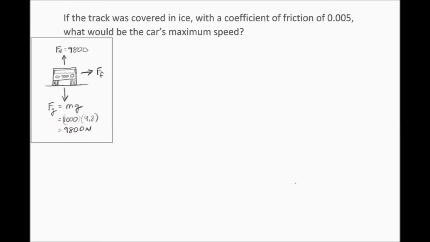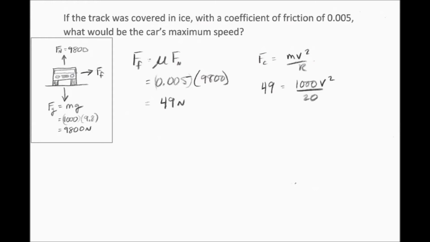So we've got our friction force is the coefficient times the normal force. Our free body diagram is the same as previously. All we're changing is the coefficient, so we end up with a much smaller friction force, in this case only 49 newtons. So if we apply that to Fc equals mv squared over r, our centripetal force is mass times centripetal acceleration. We have 49 equals 1000 v squared over 20, and solving again for v, we get 0.99.